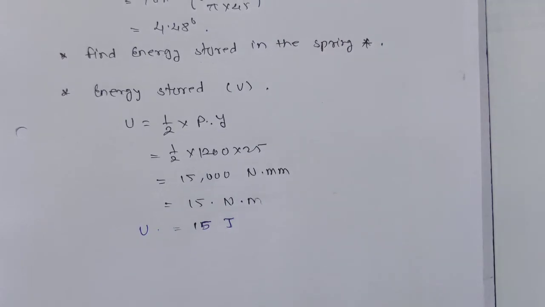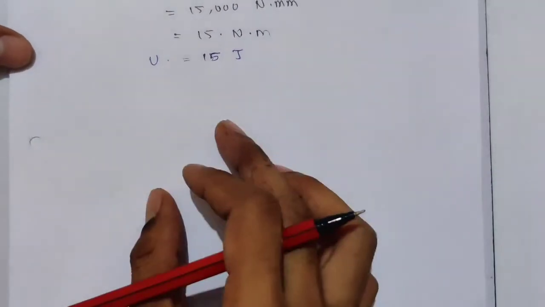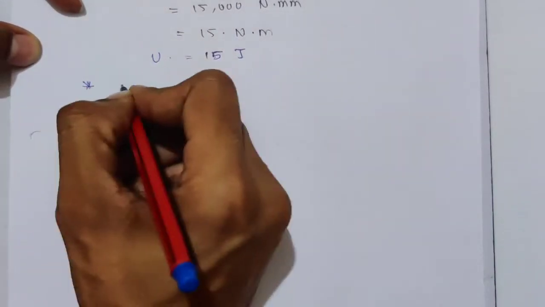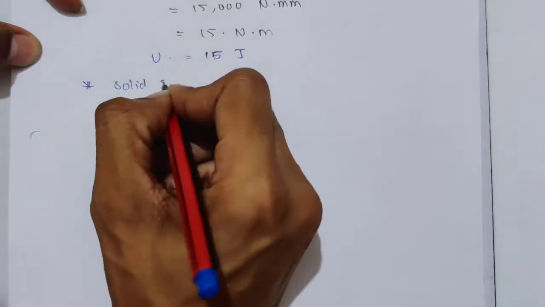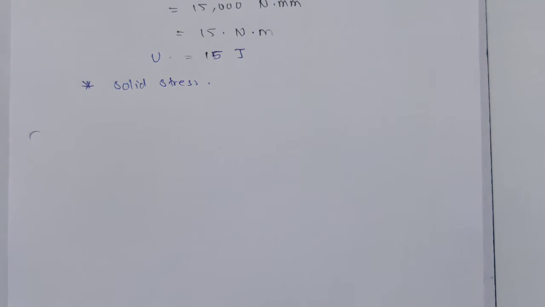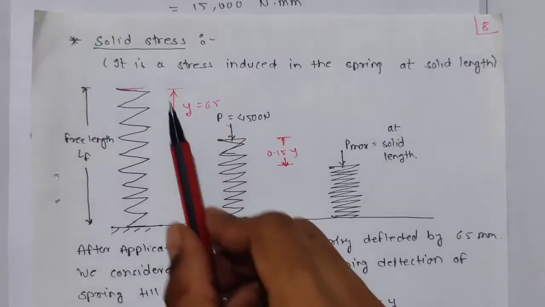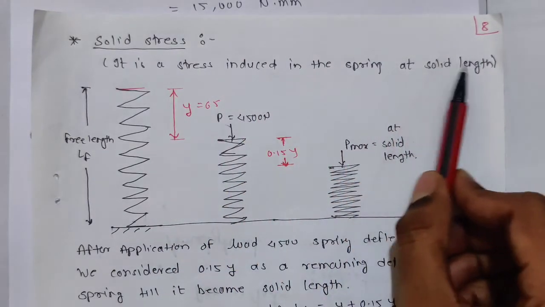One more thing they add, that is find solid stress. In the last video I forgot to explain that, so in this video I will explain it. Solid stress, or they say check for solid stress. First, let's understand what solid stress is. It is the stress induced in the spring at solid length.